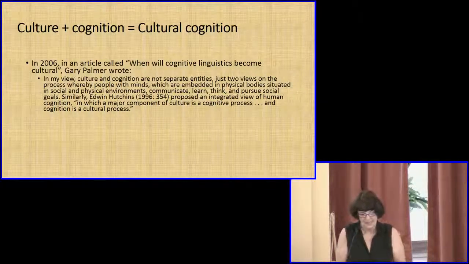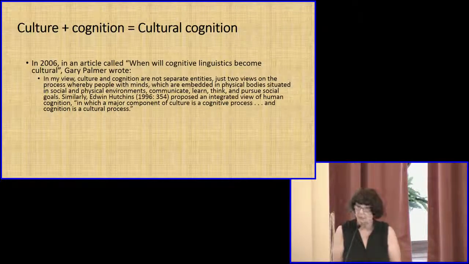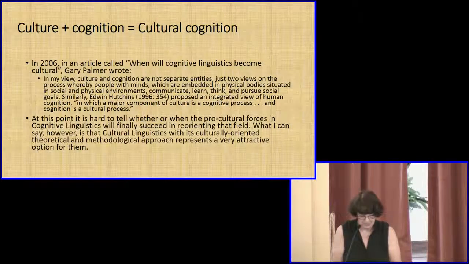In 2006, in an article called "When Will Cognitive Linguistics Become Cultural?", Gary Palmer wrote, "In my view, culture and cognition are not separate entities, just two views on the process whereby people with minds, which are embedded in physical bodies, situated in social physical environments, communicate, learn, think, and pursue social goals." Similarly, Edwin Hutchins proposed an integrated view of human cognition, in which a major component of culture is a cognitive process, and cognition is a cultural process.